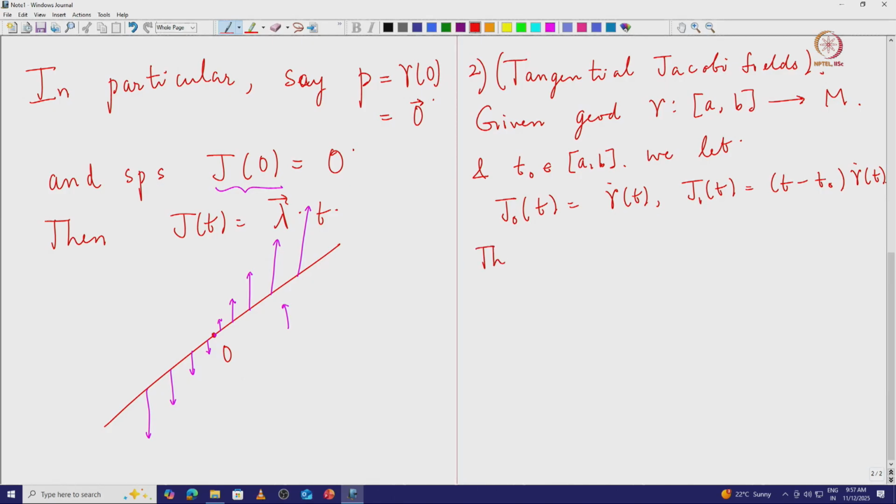Then one can easily check, and this is a nice simple exercise, but you should try that j naught and j1 are indeed Jacobi fields along gamma, okay. And in fact they satisfy the following initial conditions.